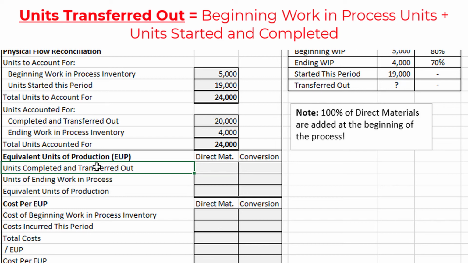If we were to do the FIFO, or first in first out method, the units completed and transferred get split into two separate rows. So first there'd be a row for the equivalent units to complete the beginning work in process, and then we'd have another row for the equivalent units started and completed in the period. So this is just one difference to watch out for between the two process costing forms.